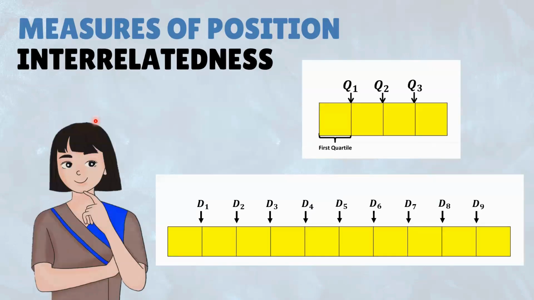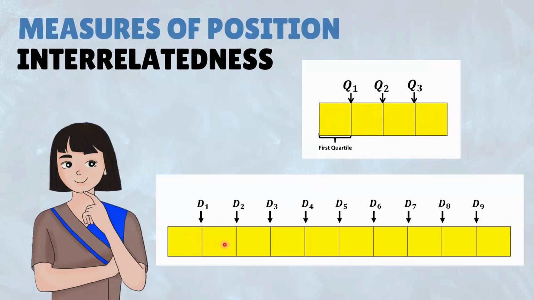Okay, now let's compare the different measures of position. This time we will be looking into the interrelatedness of the different measures of position. Looking on the slide here, this shows the correspondence between the different measures of position. Take note that quartiles divide our distribution into 4 equal parts. So each part in here represents 25% of our data set or our distribution.